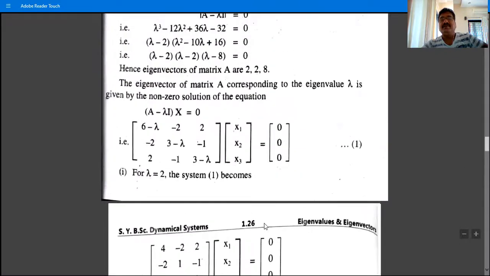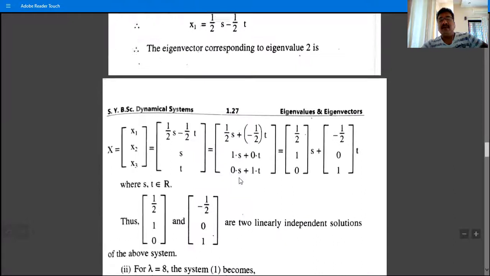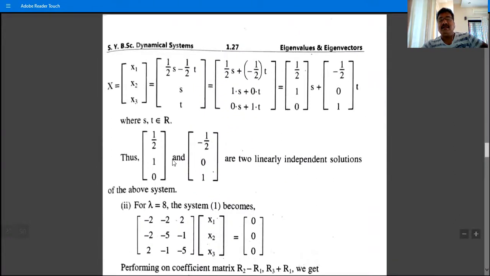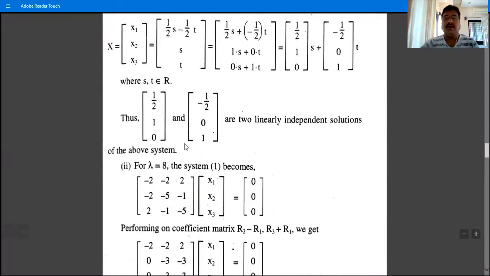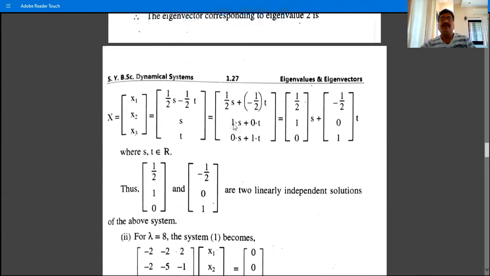It is not always true. We may have one linearly independent eigenvector, or two linearly independent eigenvectors, or three linearly independent eigenvectors corresponding to a single eigenvalue. Corresponding to each eigenvalue we have one or two or three linearly independent eigenvectors. So this is the first and this is the second linearly independent eigenvector of the matrix A.